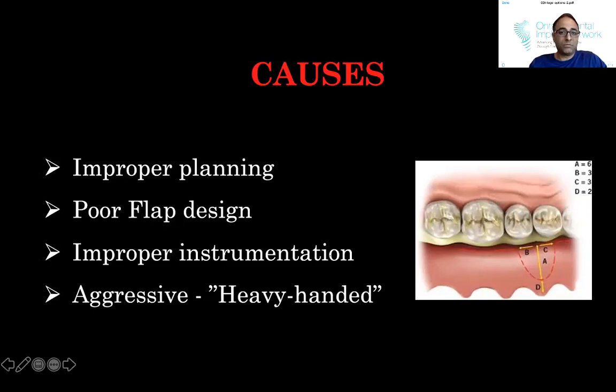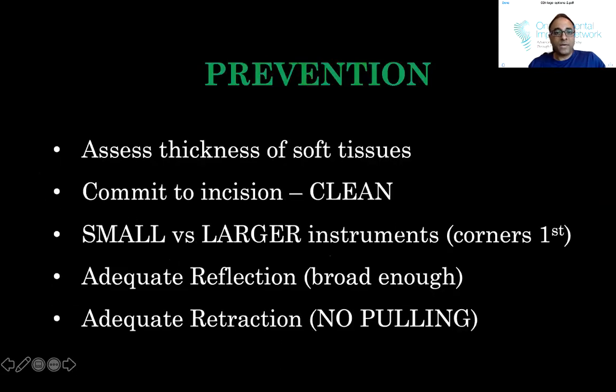Improper instrumentation, you know? So you're using something that's huge, like a Molt 9 in an area where the tissue is very thin, or you're using that around corners. Or what I call heavy-handed, you're just trying to rip everything off the site without any sense of finesse or flap management. And one I didn't list here is retraction. When you retract the tissue too aggressively, again, you can induce this flap tear.